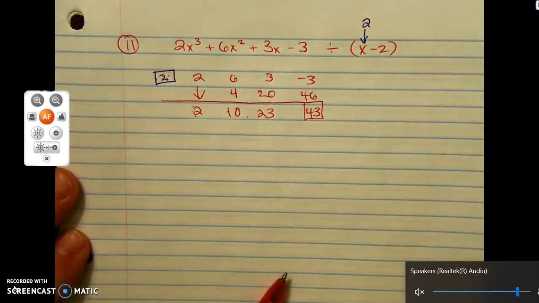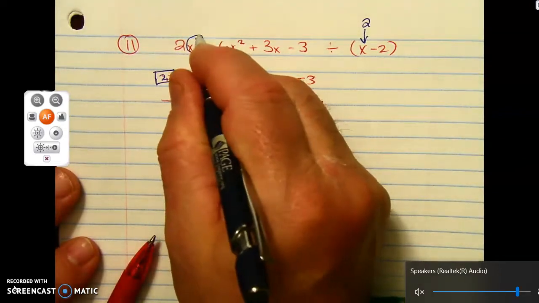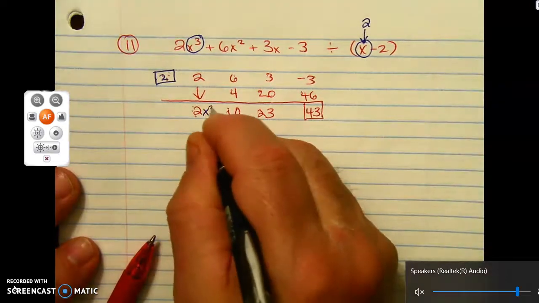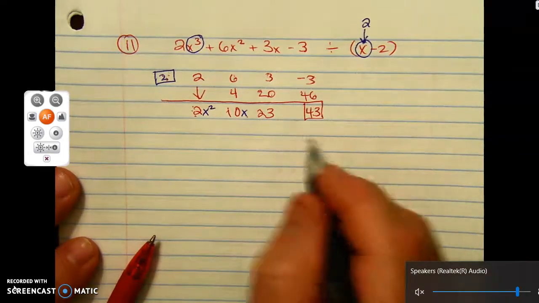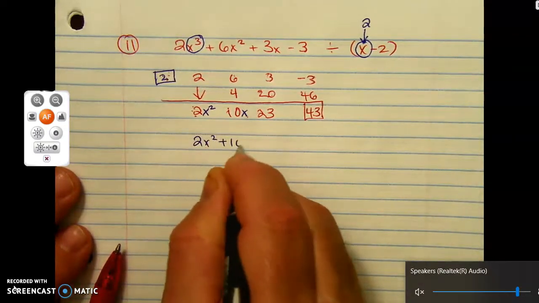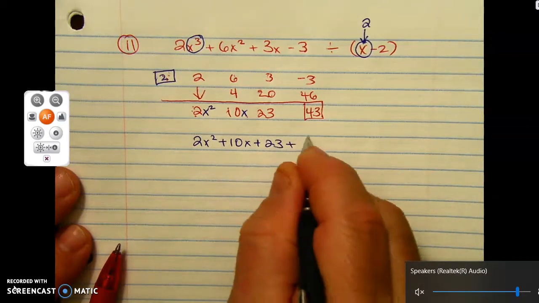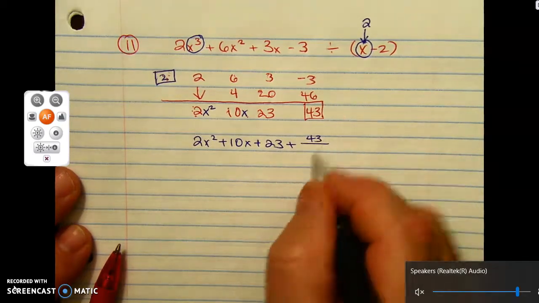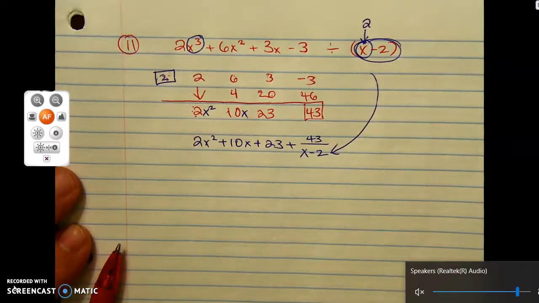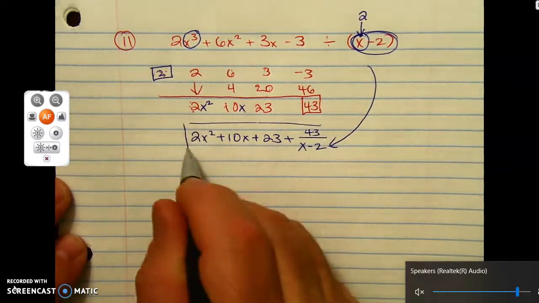Now, a lot of people mess up right here. This was x cubed. Well, we're dividing by x. That makes this x squared and this x. So my answer is 2x squared plus 10x plus 23 plus a remainder of 43 over x minus 2, the divisor. So this is your answer. This is just another polynomial.